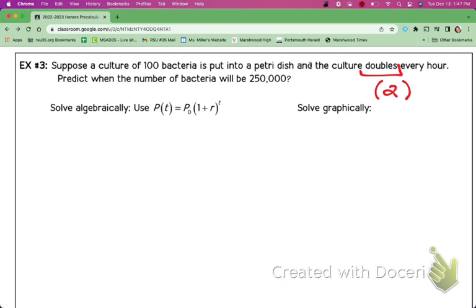All right, so we're doubling every hour. We're starting with how much bacteria? 100. So there's my P naught. All right, so P of T is equal to 100 times 2 to the T.